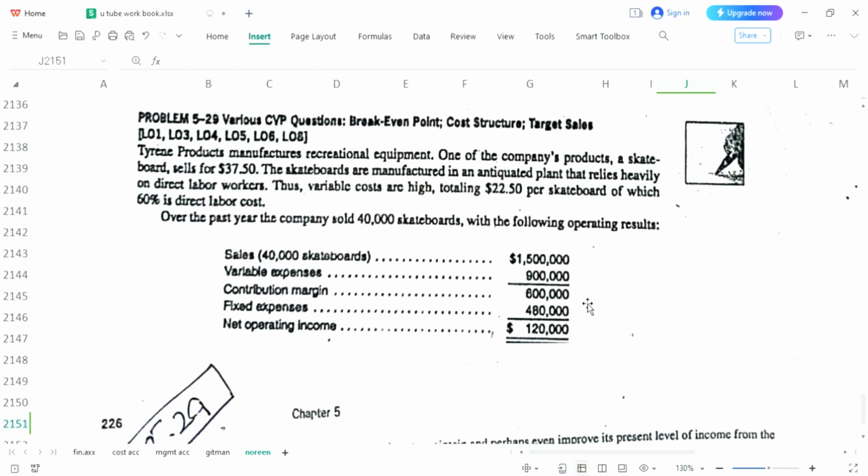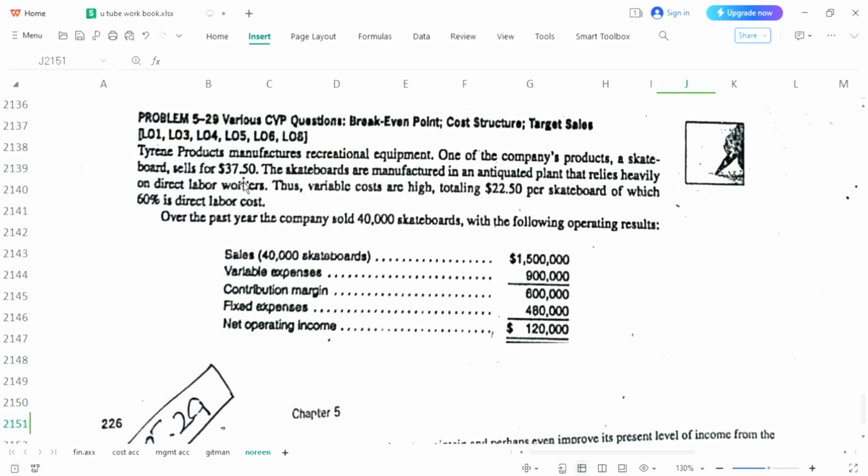Today's target is to solve question number 5.29, and the chapter we are related with is cost-volume-profit analysis, CVP. Several questions have already been solved, but the concept of cost, volume and profit is similar. We again have some requirements depending upon the same way of calculation.